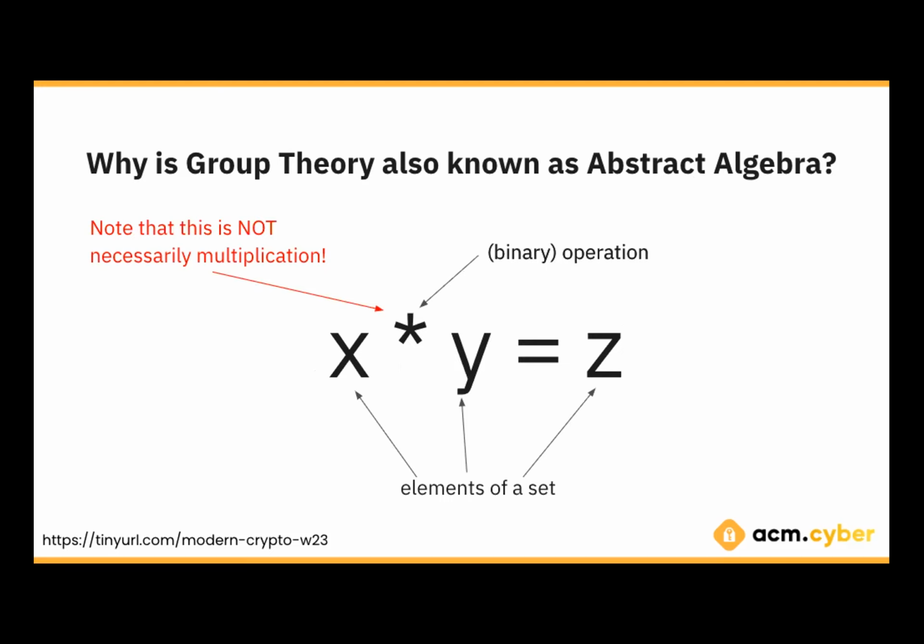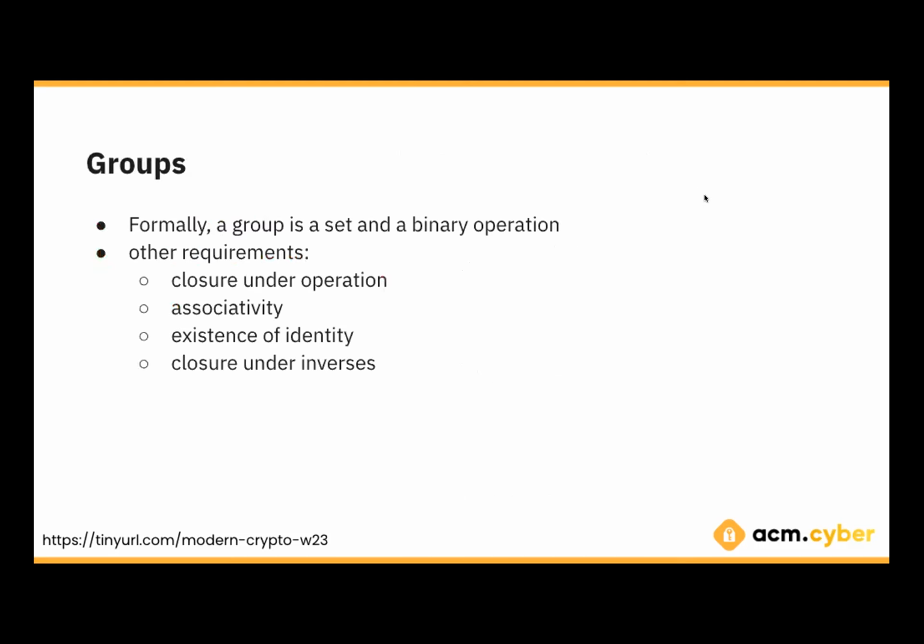It's just a binary operation. So it takes two elements of that set and gives a third element of the same set. So this is kind of like abstracting away all the algebra that you know. So let's formally define a group.